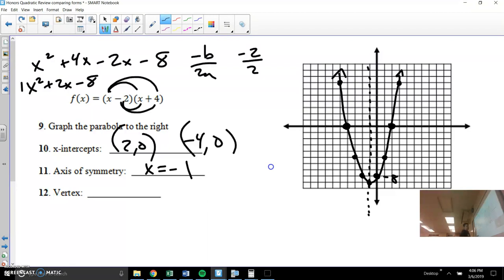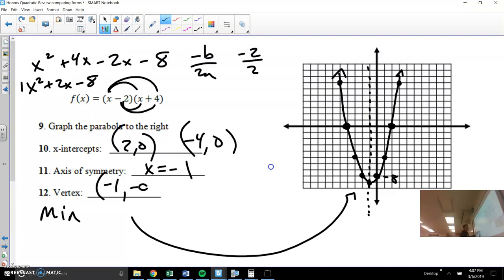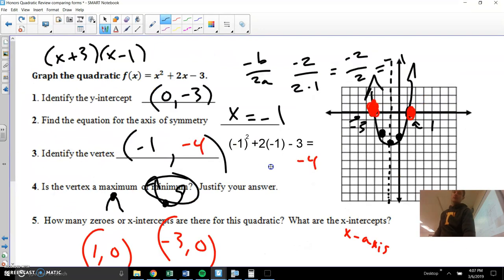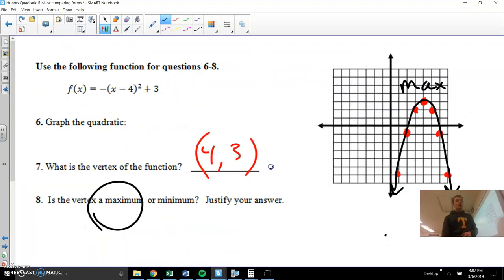And that point at the very bottom of the vertex, which would be a minimum in this case, would be -1, -9. Okay? So that's a little bit about the three forms. Standard form does its own thing. It can tell you if it's going up or going down. It can tell you where the y-intercept is. You need a little formula, -b/2a.